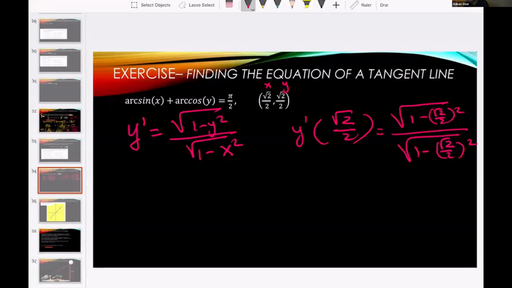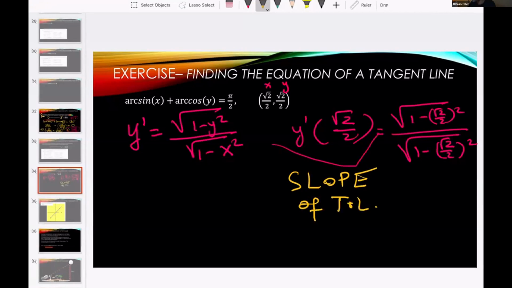Okay? And then who is this guy again here? That is the slope of the tangent line, right? Tangent line. Okay? So why don't we calculate that? So y prime is going to be equal to 1 over radical 1 minus 1 half, radical 1 minus 1 half. Well, you see like the top and the bottom is the same.